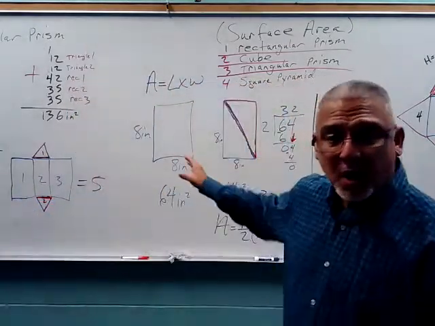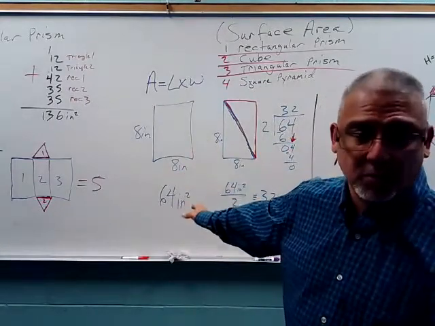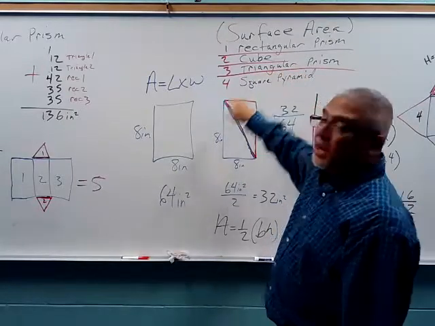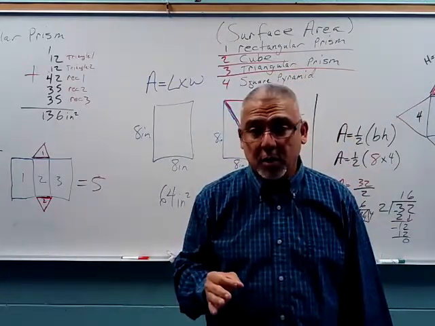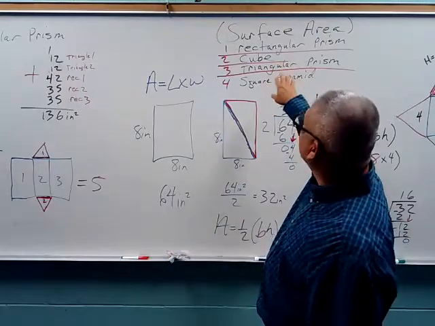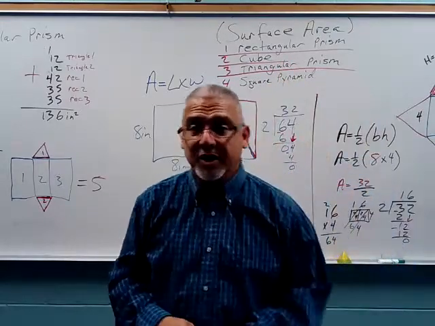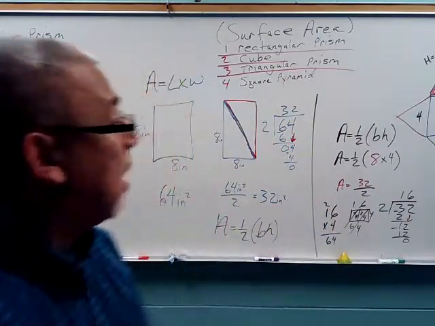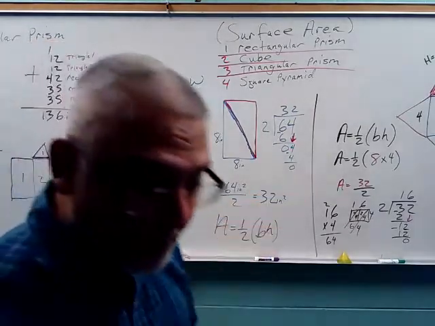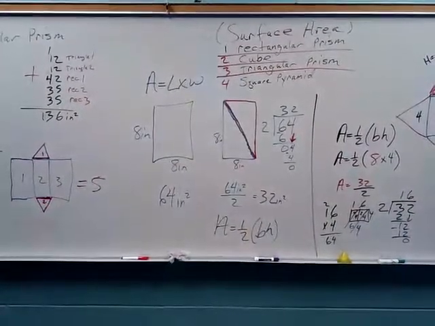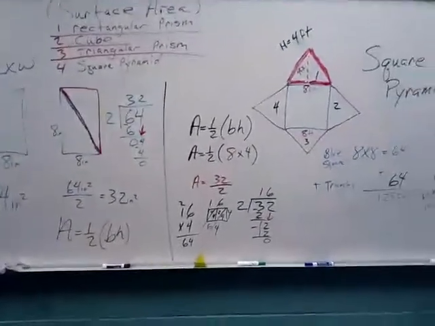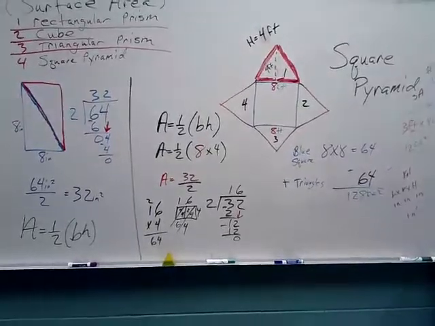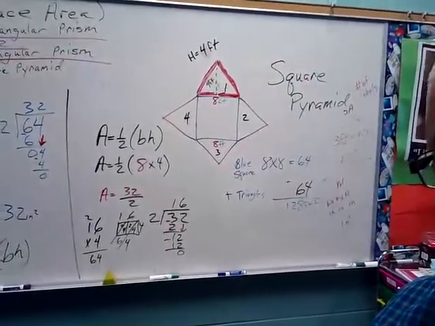So here is what we're talking about dealing with a triangle. These two, the triangular prism and the square pyramid, have triangles, whereas my rectangular prism and cube do not. So today is going to be different from Friday. All right, so we're going to go over this way, and we're going to talk about the square pyramid. That's right. We're now over at the square pyramid.